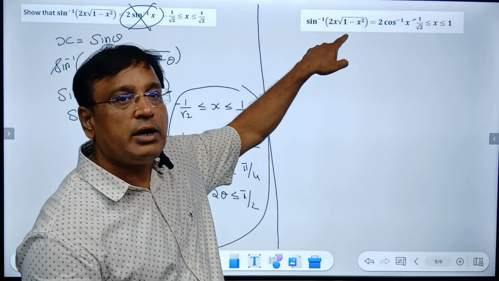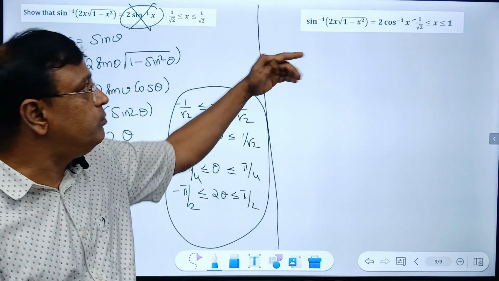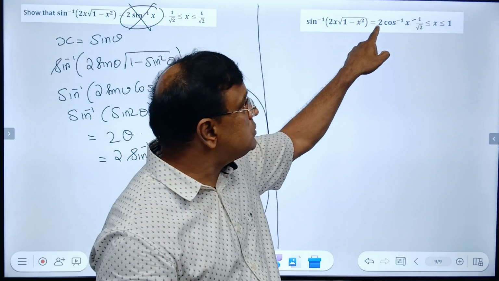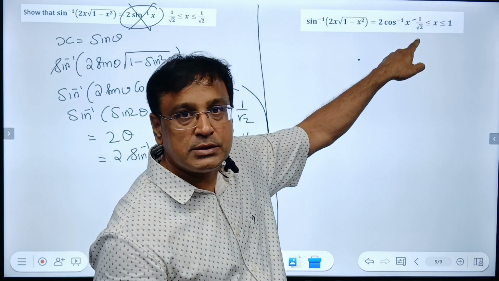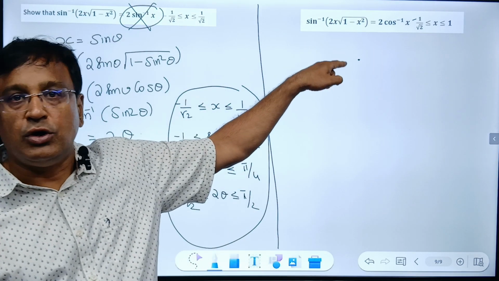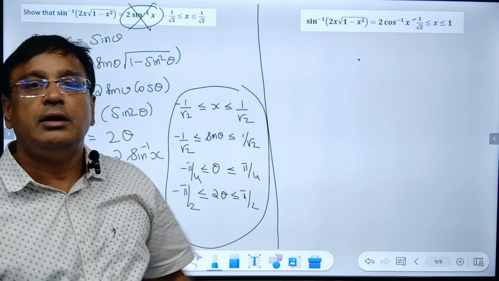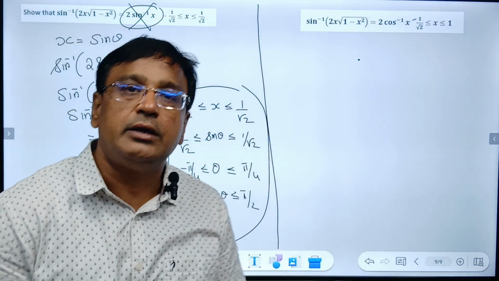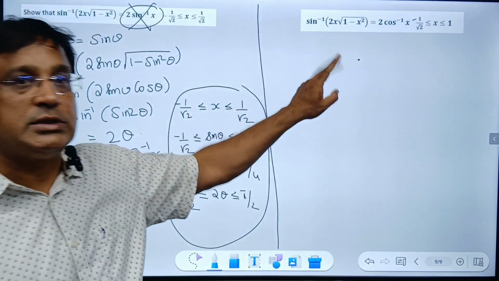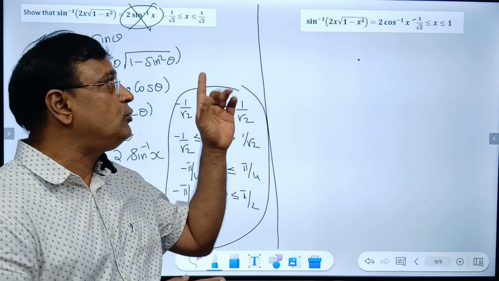Okay. Now let's try this. This problem you can try by yourself. Here if you notice, here it is 2 cos inverse of x. So you put here x is equal to cos theta, don't put x as sin theta. Okay, I think you can try that and get it. Both these two sums are NCERT questions that are little different because of the domain of definition.